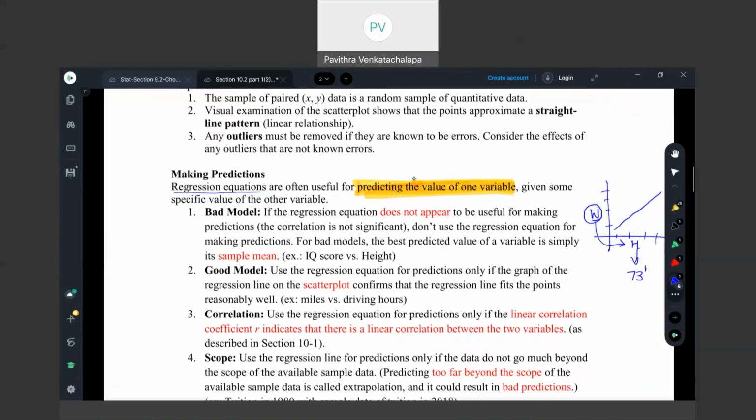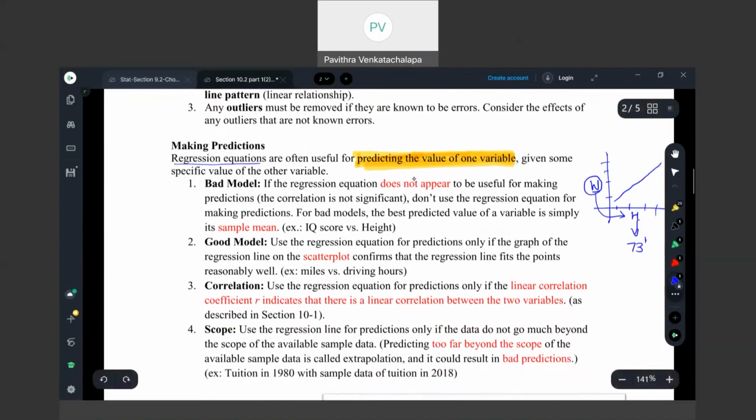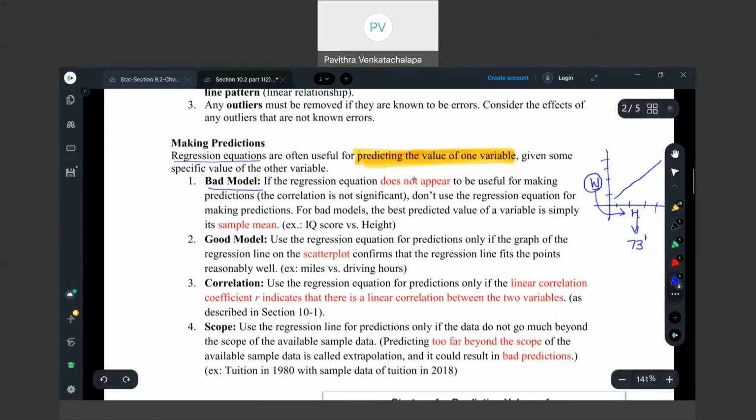Okay, so that's the main use of regression equation. Now, where can we use this regression equation and where can we not use it? When I say bad model, what do I mean by bad model? For example, if your correlation is not significant.